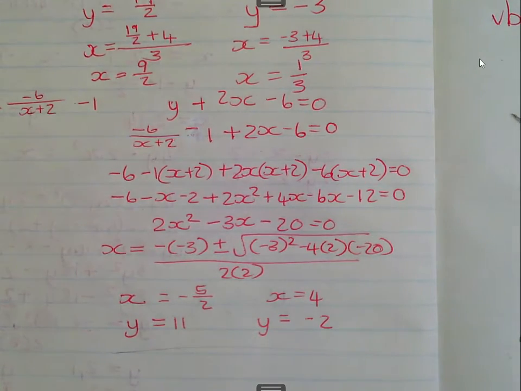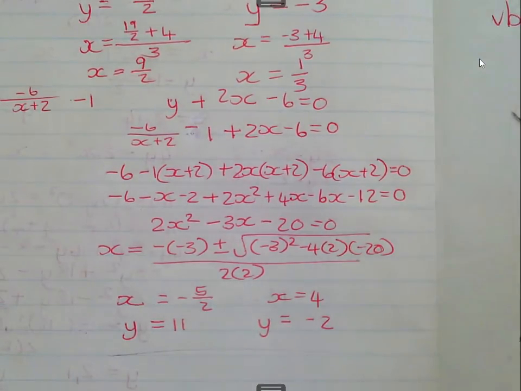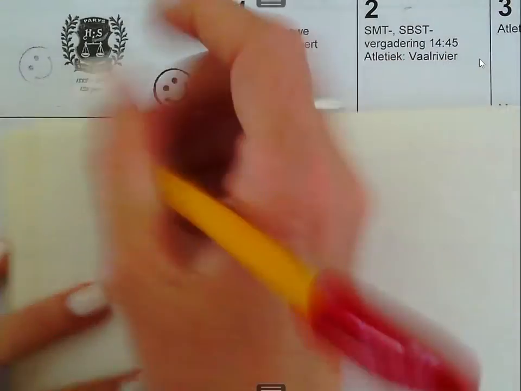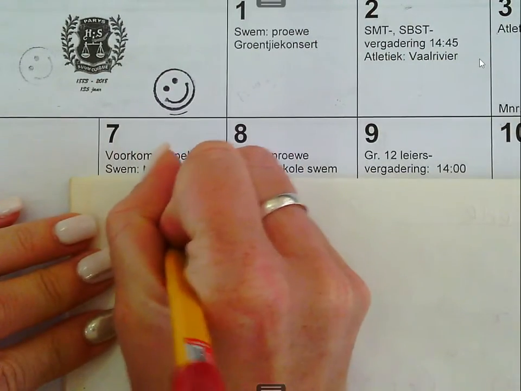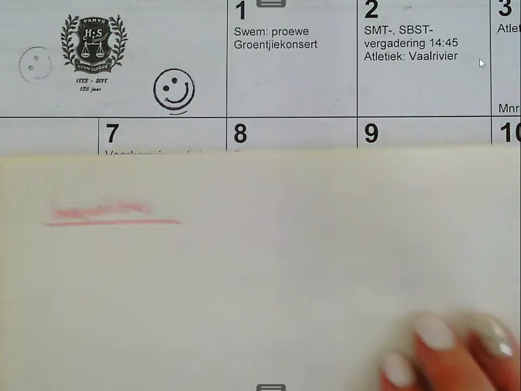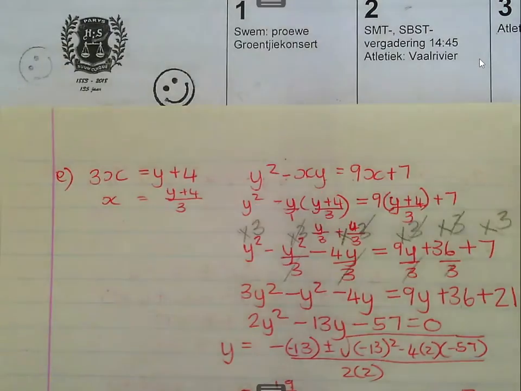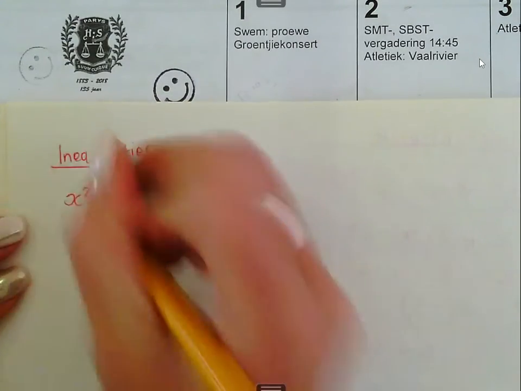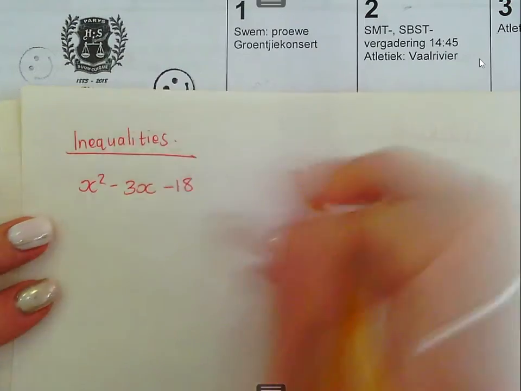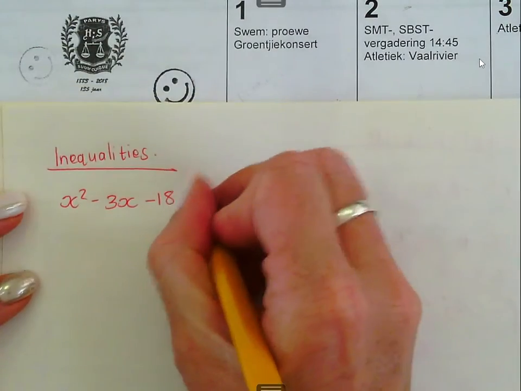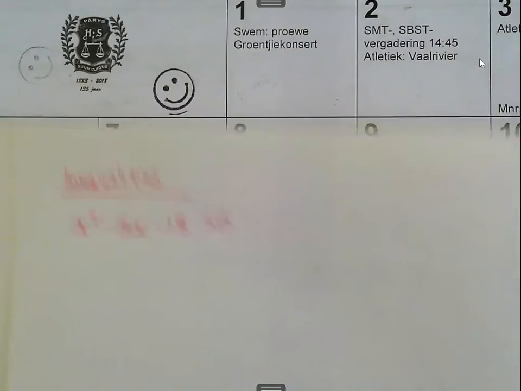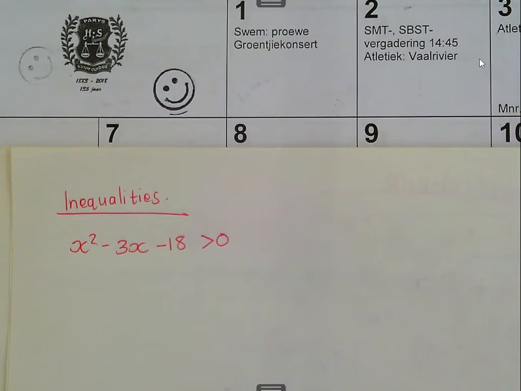Alright, you can draw a line and then write a heading: Inequalities. Alright, this will be what the sums look like.